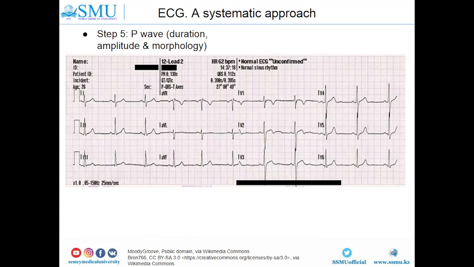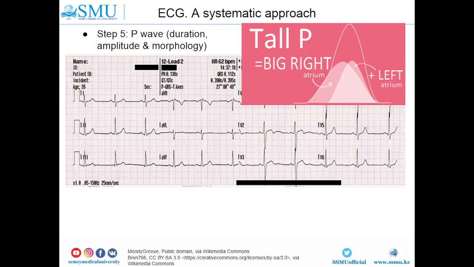Next step is an analysis of the P wave. During the P wave analysis, we should pay attention to the duration, amplitude, and morphology of the P wave. Normally, the electroactivity of the P wave is contributed by both right and left atrium. If you detect very tall P waves, it can be a sign of right atrium hypertrophy. If you detect a double-notched P wave, it can be a sign of left atrium hypertrophy.